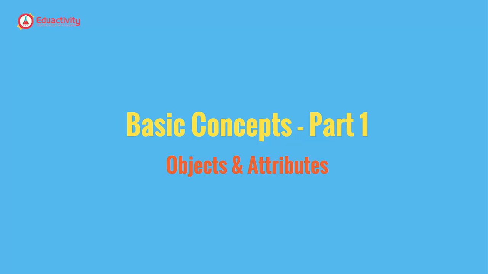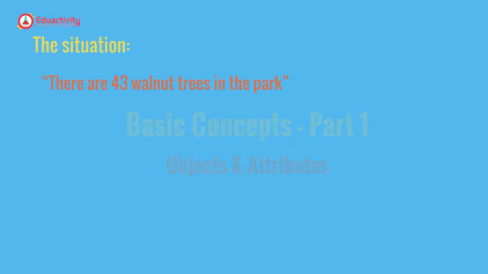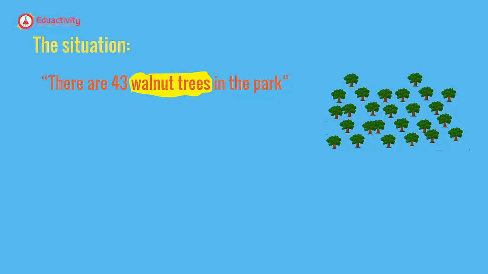To realize the first two concepts, let's look at this simple situation. There are 43 walnut trees in the park. In this situation, there's a park containing walnut trees. As we can see, the number of walnut trees is an attribute of the park. This is an example of two basic concepts in word problem solving. The park is an object, and the number of walnut trees is an attribute of this park object.